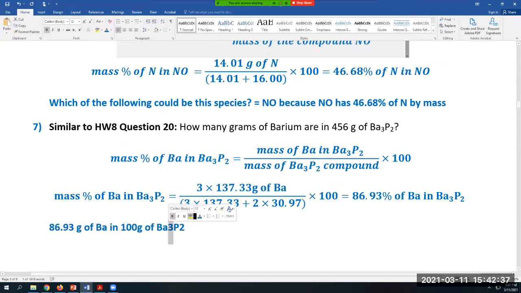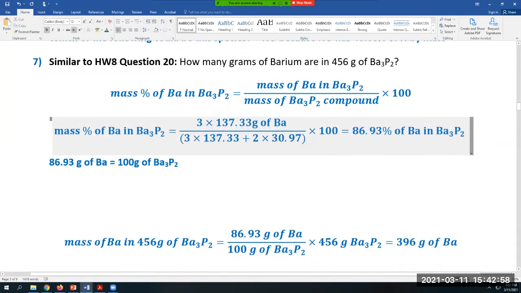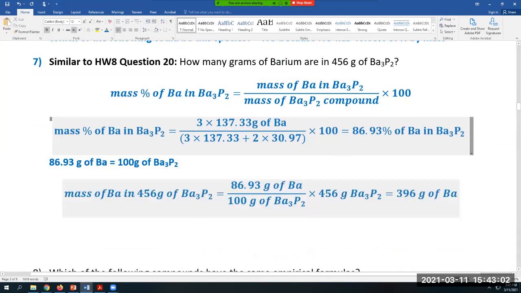So you can use this as a conversion factor, right? Because where I say "in," you can say "equal." You have 86.93 grams of barium in 100 grams of the compound. So you can use this as a conversion factor. And so you will start the calculation with the total mass of the compound.